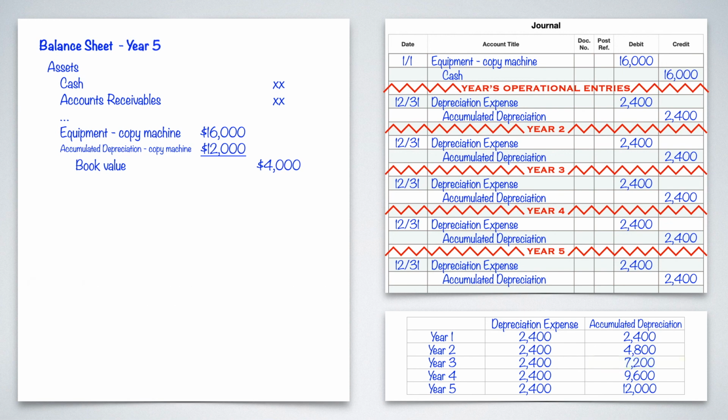Another one, what is the book value at the beginning of year 5? Well, the beginning of year 5 hasn't occurred yet. So we have to go back to the end of year 4, and we'll use year 4's information. So we'll backtrack and say year 4, our accumulated depreciation is 9,600. Therefore, our book value is going to be 6,400. And that is what the answer to that question would be.